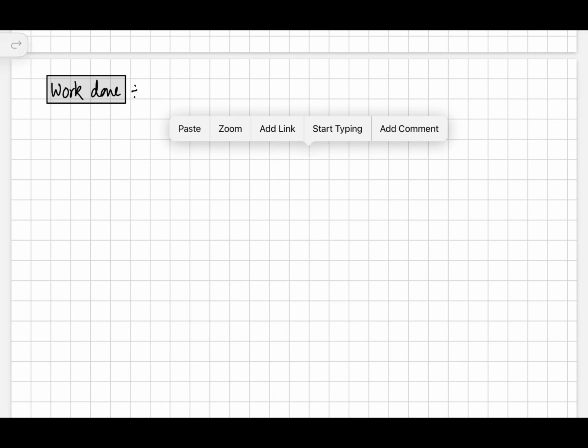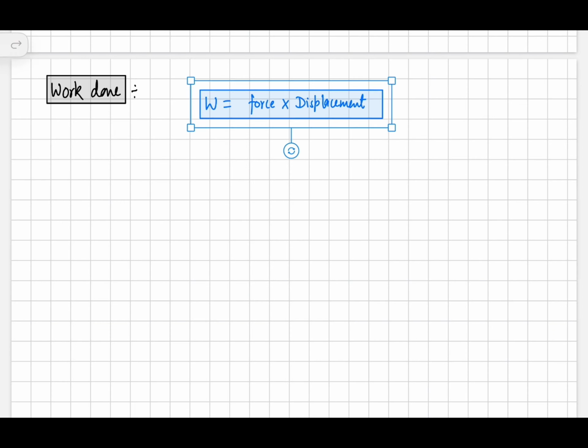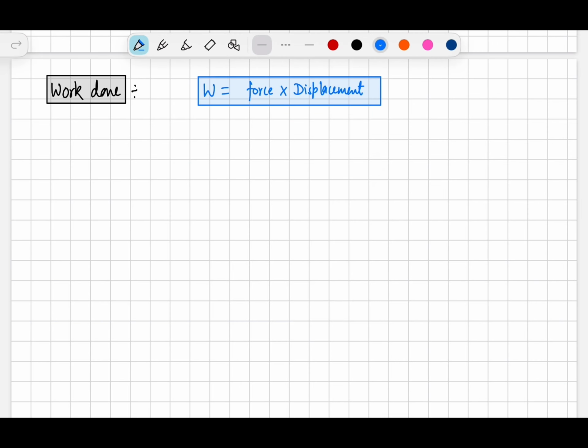ओके, तो आज हम वर्क डन पे थोड़ी बात करेंगे। How to calculate the work done mathematically, फॉर्मुलेशन करेंगे उसका कि कैसे फाइंड आउट कर सकते हैं। तो वर्क डन का फॉर्मूला हमने बहुत पहले ही पढ़ चुके हैं, like in our high school classes also we have seen the formula, that is work done equal to force into displacement.